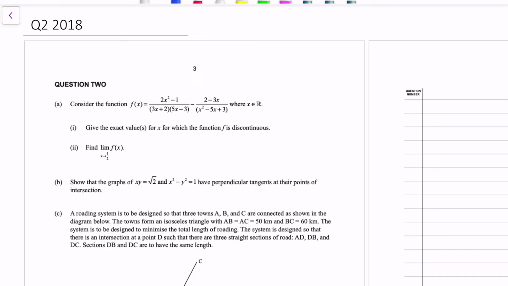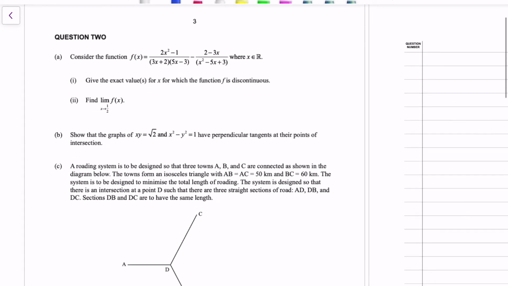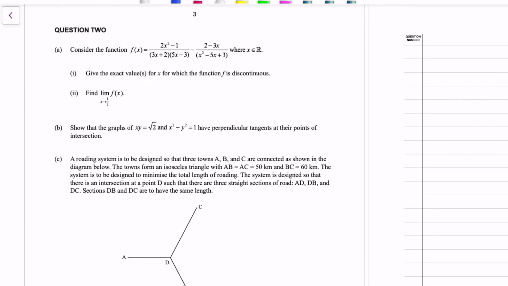Okay, so the first part there is a pretty random function, and they ask us about where the function is discontinuous, and then asks us for a limit. Second problem is also a graphs question about perpendicular tangents, and then the third problem is an optimisation question, which we'll look at using two different methods.